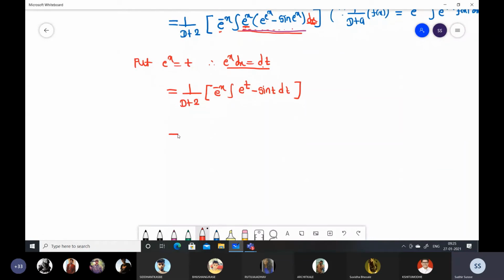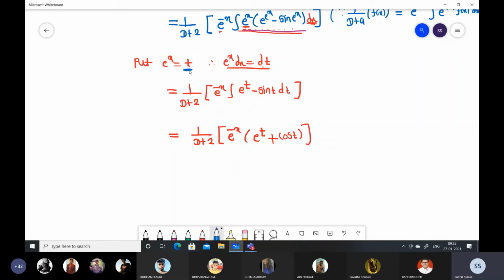So this will be 1 upon D plus 2 in bracket e to the power negative x, and integration of e to the power t is e to the power t. What is the integration of sine t? It is minus cos t. See, the derivative of sine t is cos t, but the integration of sine t is minus cos t. So negative negative, with the negative we already have, becomes positive cos t. Fine. After that, use back substitution.